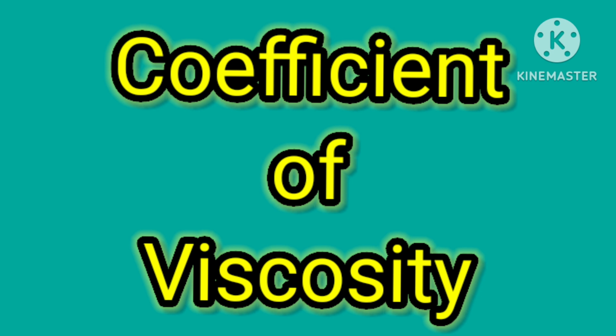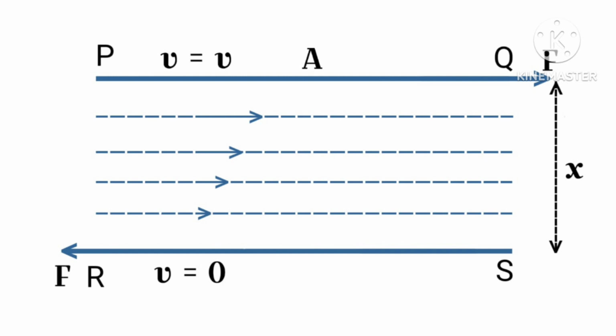What is the coefficient of viscosity for a certain liquid? Consider a horizontal layer of liquid PQ moving with a velocity v relative to another parallel layer RS, the distance between the two layers being x. Due to viscosity, a dragging force will act between the layers, tending to destroy their relative motion. To maintain the motion, an external force equal and opposite to the dragging force is required to be applied on the layers.